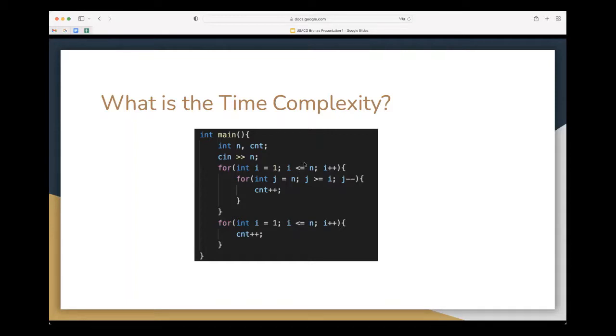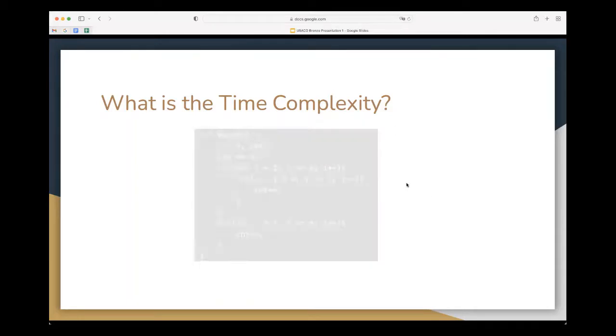Well, how many operations is that? Well, for each I, you're going through N minus I operations. So when you sum N minus I over all of I, then you get N times N plus 1 over 2, which is N squared. So that's the first two for loops. For the second for loop, it would be just O of N because I goes from 1 to n. So our total time complexity would just be O of n squared. That makes sense to everyone? Okay, our last one is here.